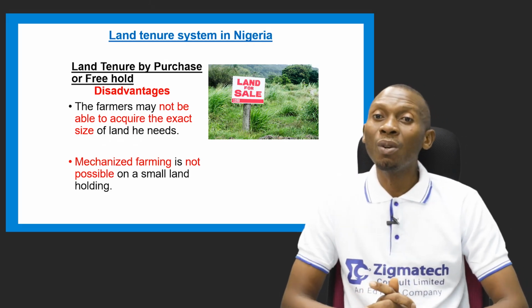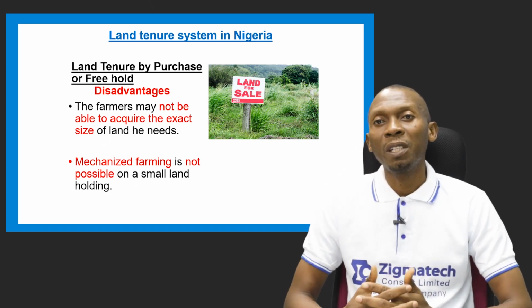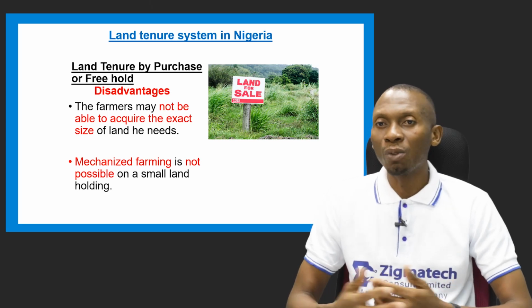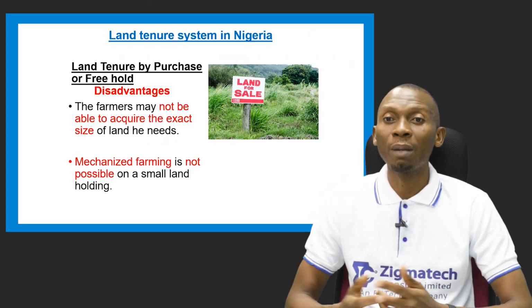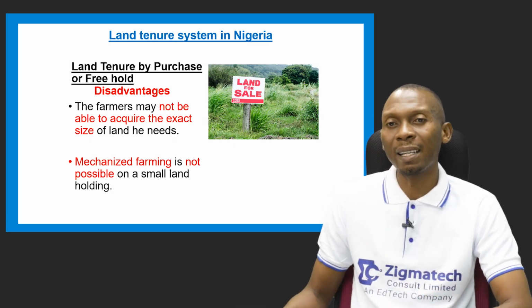Now, mechanized farming is also not possible if the land is small. So if the farmer is able to get only a small piece of land in this case, he may not be able to practice what's called mechanized farming, the use of machines on his farmland, because of the land size.